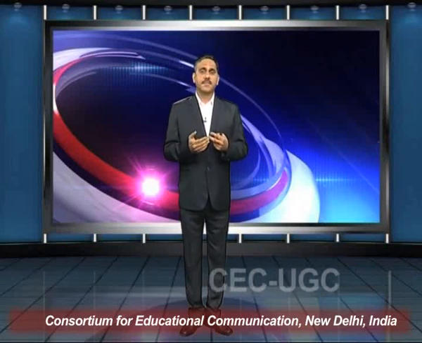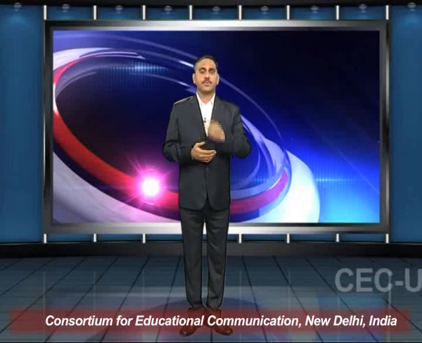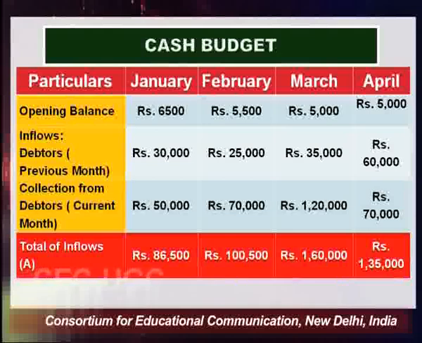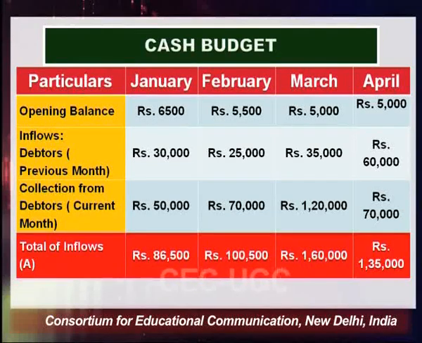When we start the cash budget, just like I told you before, we start with the opening balance, which is given in the question. From the information section, we find the opening balance of cash. In the month of January, I have written here that the opening balance of cash is rupees 6,500. Now we'll categorize all the transactions into two categories: inflow and outflow.